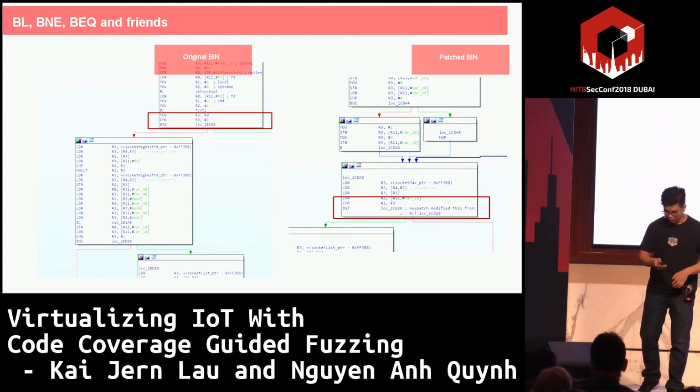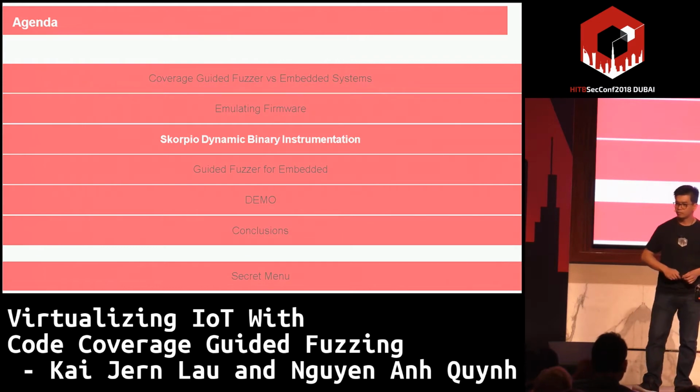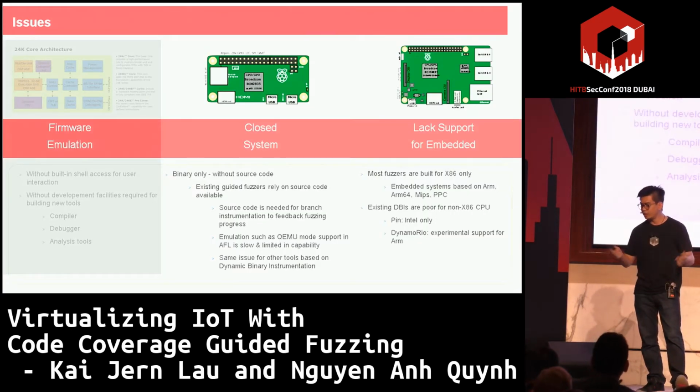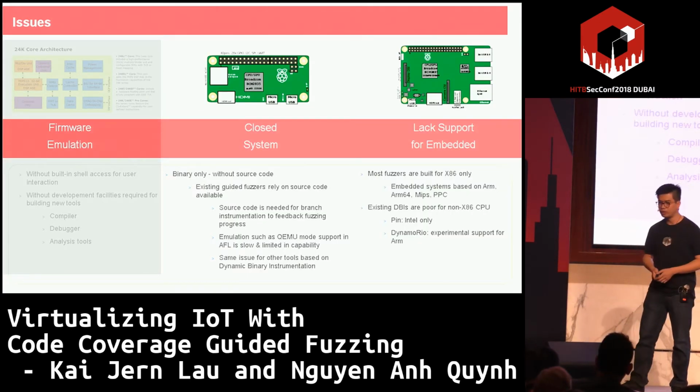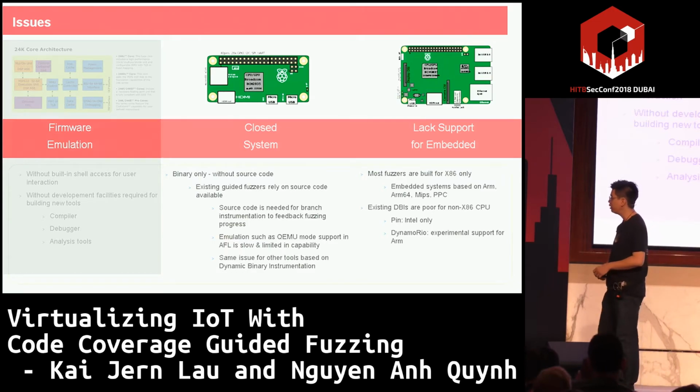Okay. So that is the emulation part. Then we move to fuzzing. You have 10 minutes. Okay, 10 minutes.